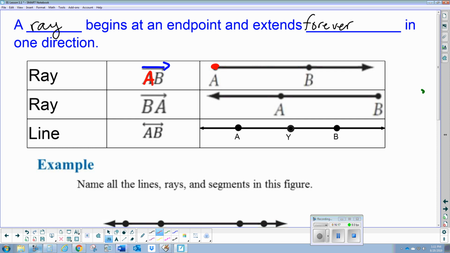In the second label, B is the endpoint. Okay, and even though the line goes forever to the left, it goes forever in the direction of left. When we write our label for ray, we still start with B, and our arrow in our label always goes to the right. So when you label your rays, always start with an endpoint and then some other point on the line.